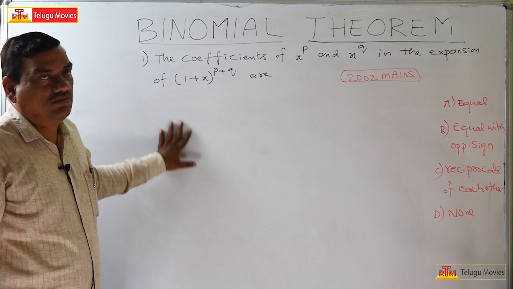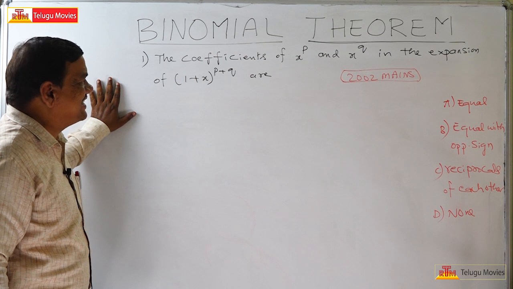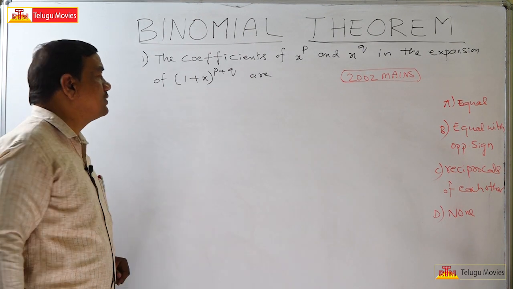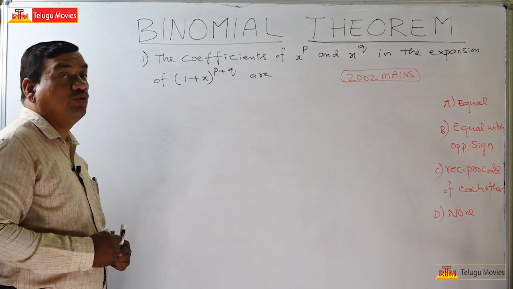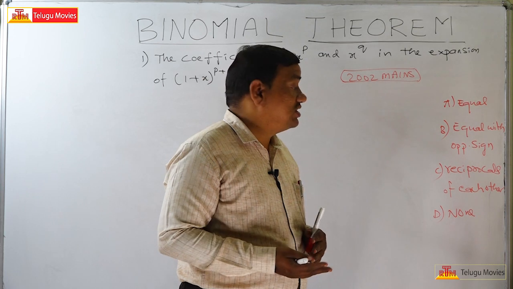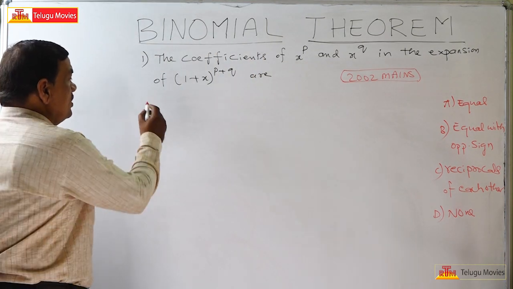But see the model. The coefficients of x power p and x power q in the expansion of (1 plus x) whole to the power of p plus q are, whether they are equal, or equal with opposite sign, or reciprocals of each other, or none. Let us see this solution.